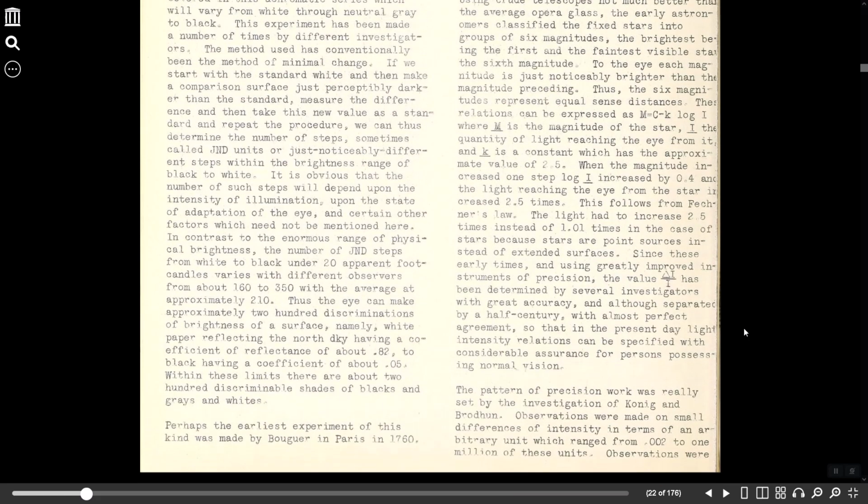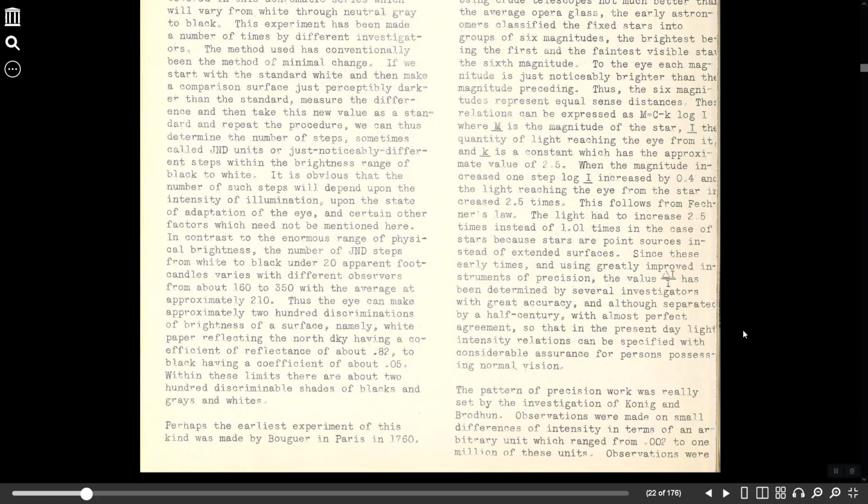Since these early times, and using greatly improved instruments of precision, the value delta I over I has been determined by several investigators with great accuracy, and although separated by a half-century, with almost perfect agreement, so that in the present day, light intensity relations can be specified with considerable assurance for persons possessing normal vision. The pattern of precision work was really set by the investigation of Koenig and Brodhun.